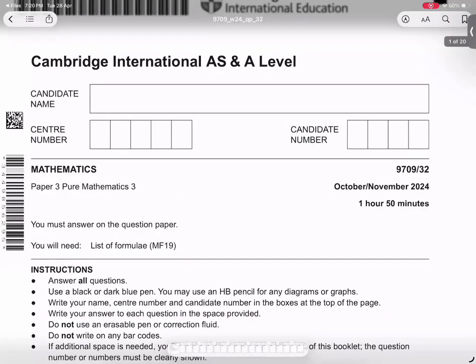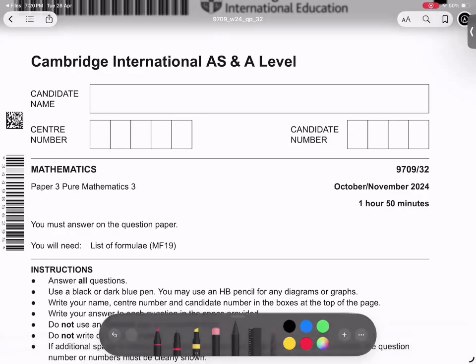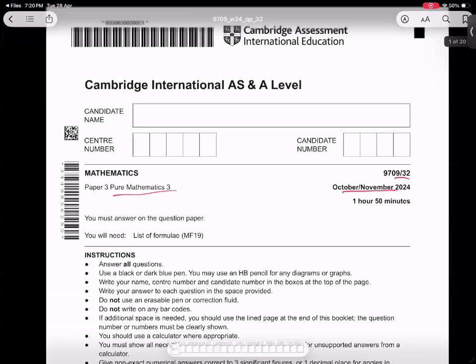Bismillah ar-Rahman ar-Rahim. Students, get ready. We are going to solve the paper October 24. You can see the 32 variant, complete pure paper. So get ready. Question number one.